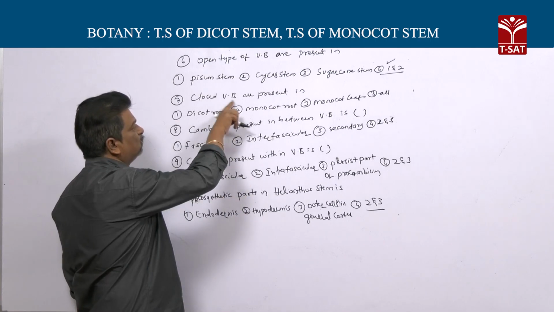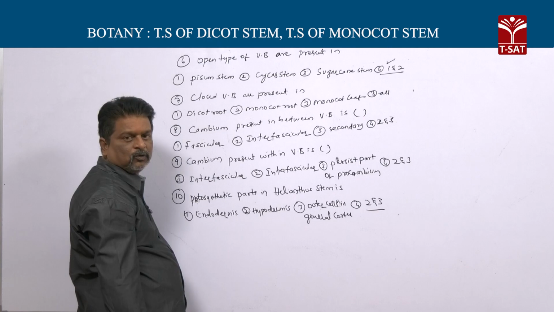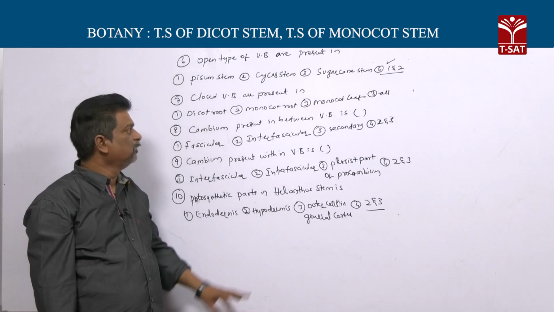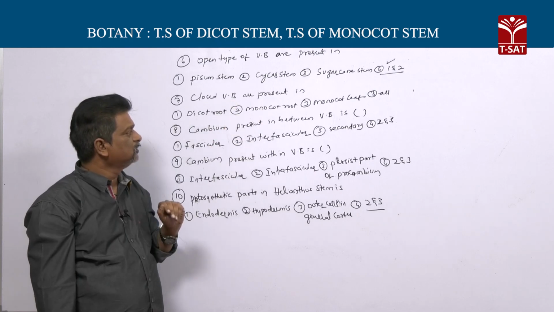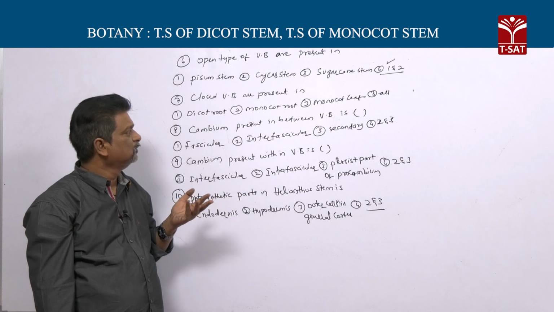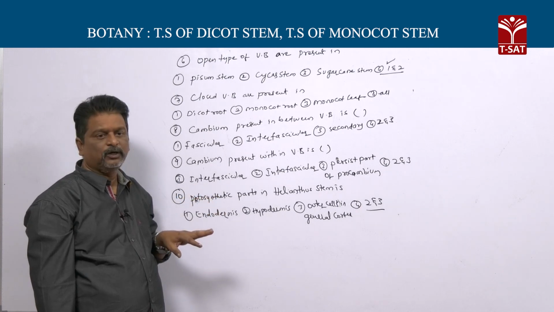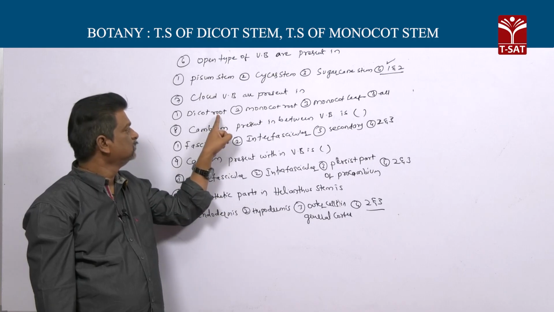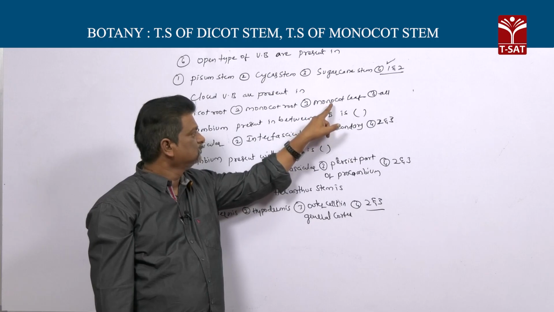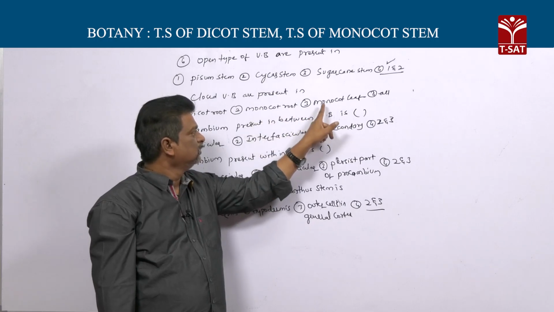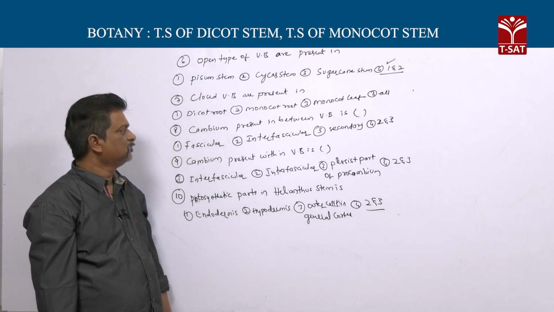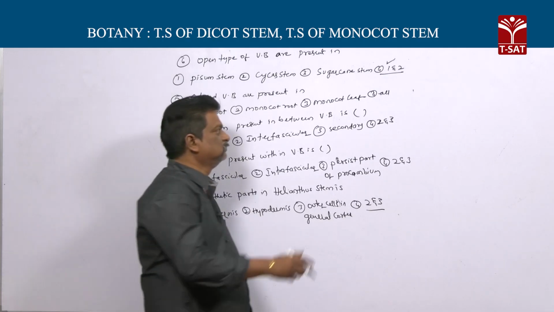The next one, closed vascular bundles. Closed vascular bundles means if cambium is absent. Cambium absent is called closed vascular bundles. Generally, closed vascular bundles are present in roots, monocot stem and both leaves. So, dicot root, monocot stem, monocot leaf: in all these three parts, vascular bundles are closed. So, the answer is 4, all.